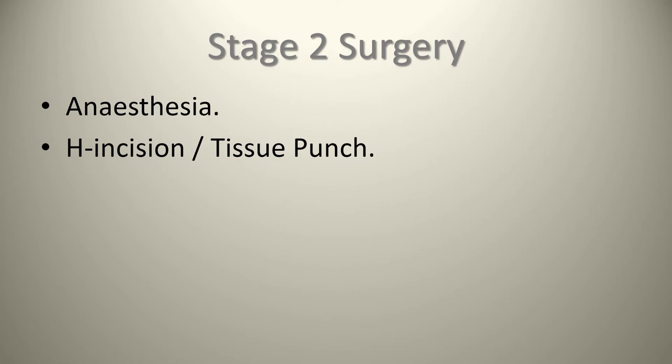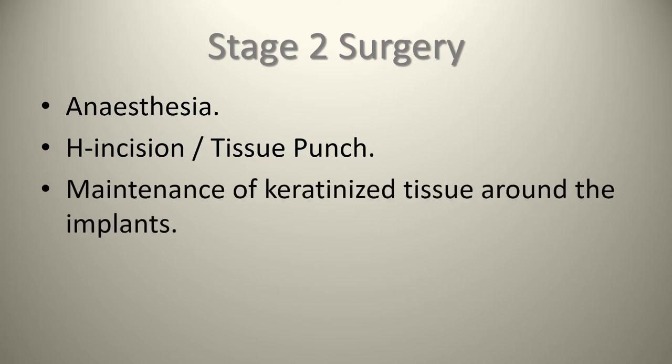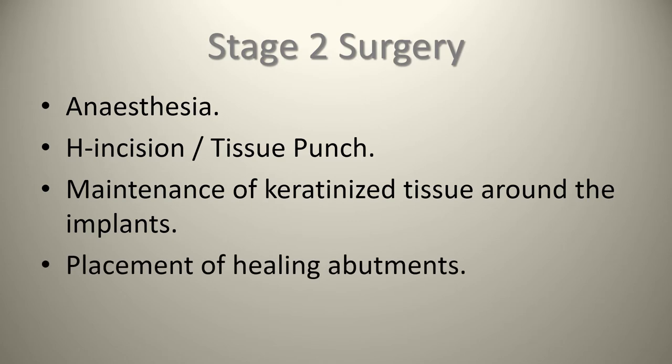The basic difference between these two is that the H incision is in the form of an H, and you make two flaps on either side of the implant, which helps preserve a lot of the keratinized tissue, soft tissue and connective tissue around the implant. Whereas the tissue punch is like one of those biopsy punches, and you remove whatever tissue is on top of the implant. There are different indications for either of these procedures, and we'll go over a few cases that highlight both. Basically, it comes down to maintenance of keratinized tissue around the implants and the placement of healing abutments afterwards.